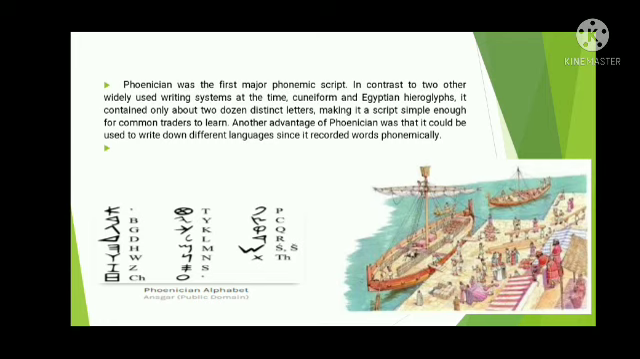Another advantage of Phoenician was that it could be used to write down different languages, since it recorded words phonemically, as you can see in our image.